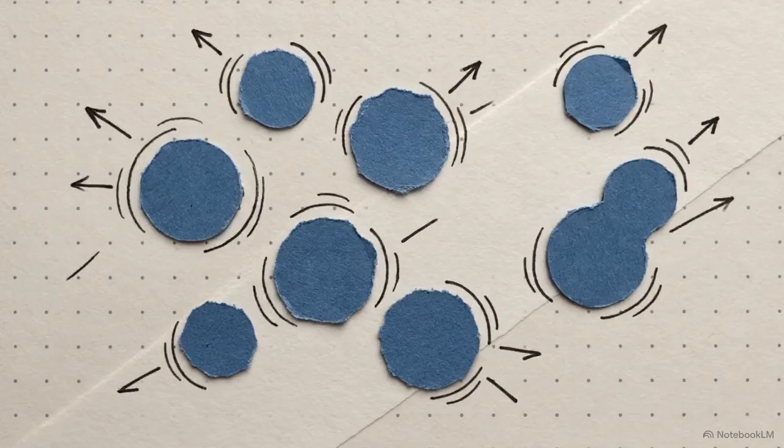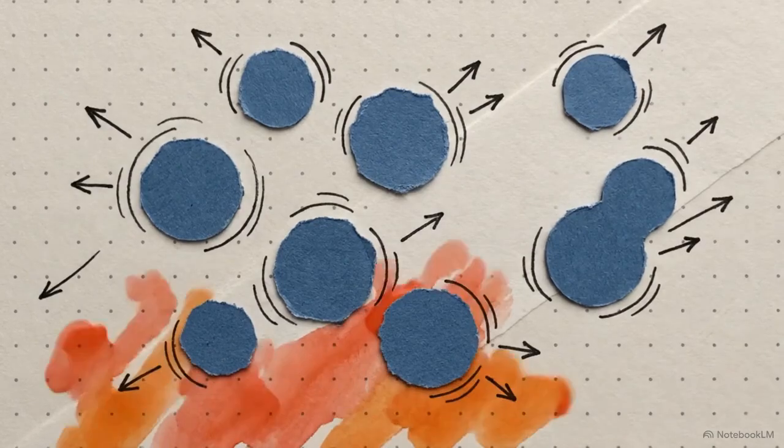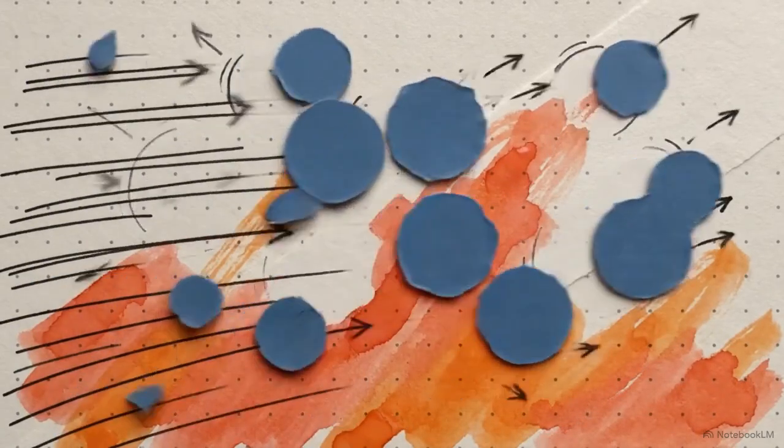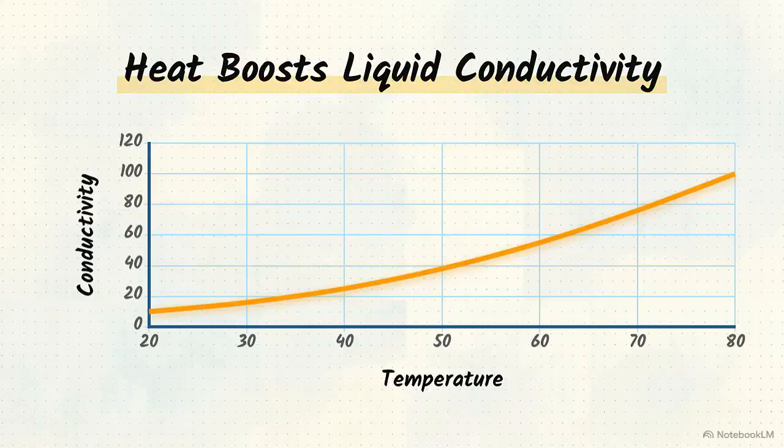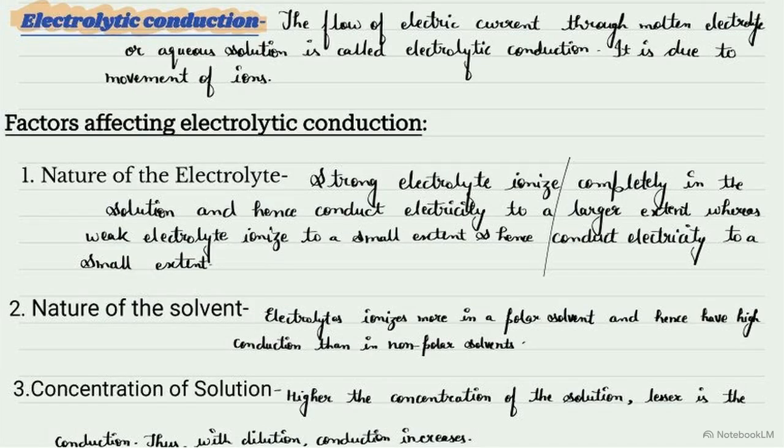The fourth factor is temperature. When you apply heat to the system, you increase the degree of dissociation and cause the ions to move more rapidly, directly increasing the liquid's conductivity. Finally, we have the fifth factor listed at the bottom of this page, the concentration of the solution.